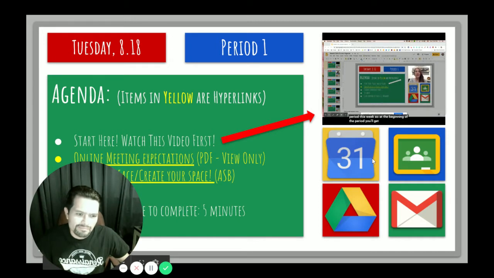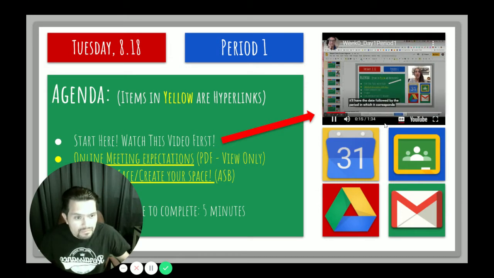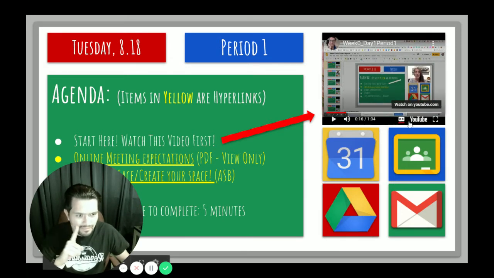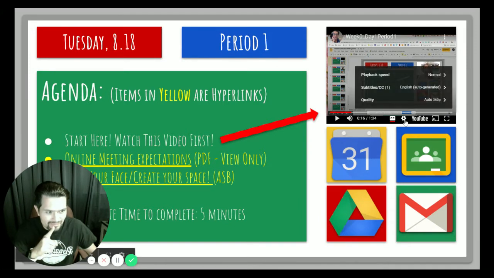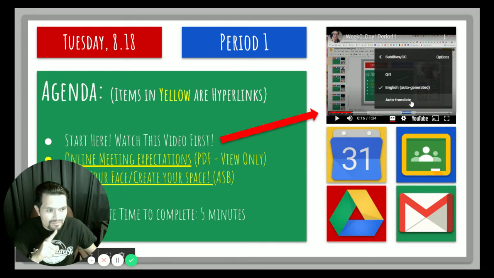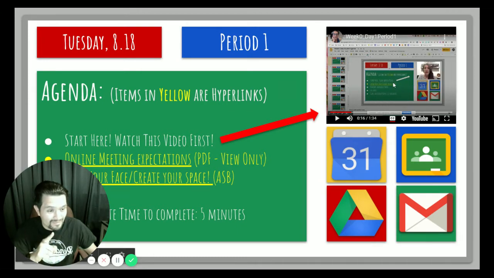So at the beginning of the period, you'll get a slide that is similar to this. It'll have the date, followed by the period in which it corresponds. But the part that you want to pay attention to is the agenda that's in the center green square.